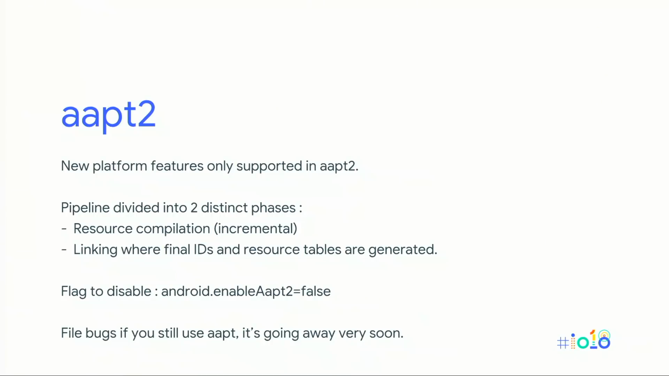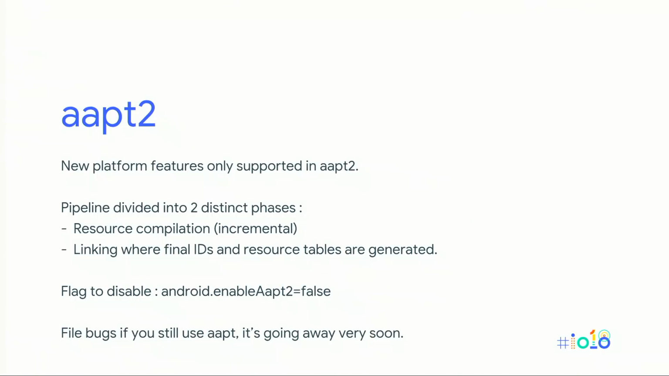Now, if you want to use the latest platform features, you need to use AAPT2. And in theory, AAPT2 is entirely compatible with AAPT1. However, it's a lot stricter. So you might run into issues when you change from AAPT1 to AAPT2. So we have given you a flag so that you can disable it if you have issues, but you should be aware that those issues may not be in AAPT2 itself. It may be in your project.